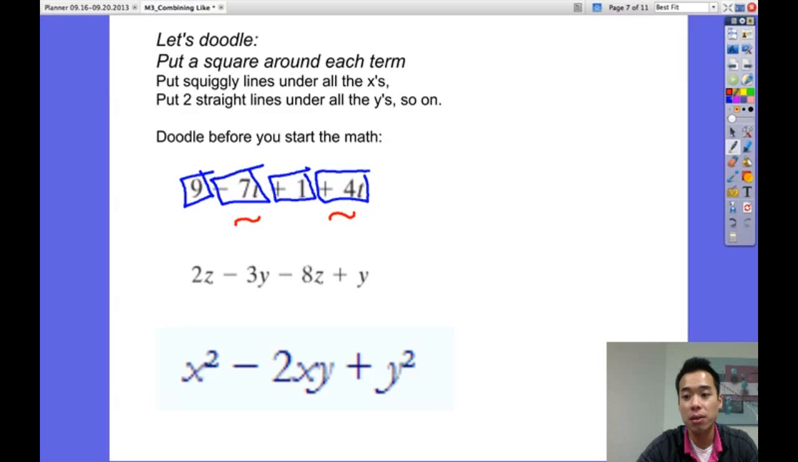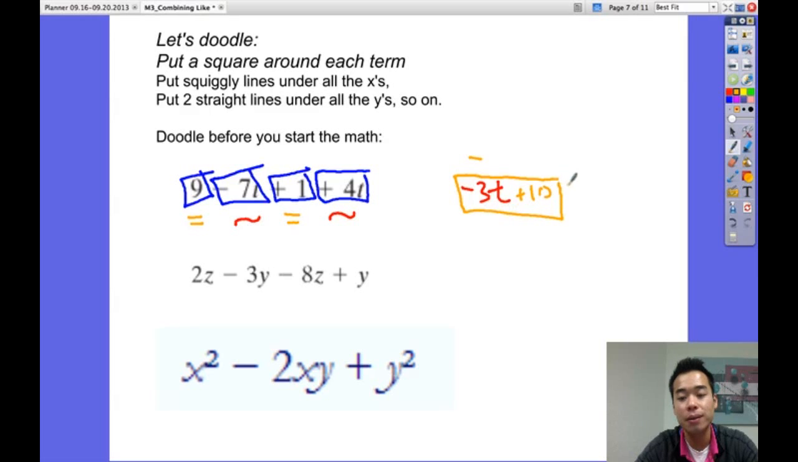And then I'm going to switch colors. I will do orange. The number 9, the positive 9, and the positive 1, they're both numbers. Now let's combine them. What I know is I have 2 squigglies, a negative 7t and a positive 4t. I combine it, just like canceling out bananas. What's left is I have a negative 3t. Combining the numbers, a positive 9 with a positive 1, positive 10. And that's how I simplify that.